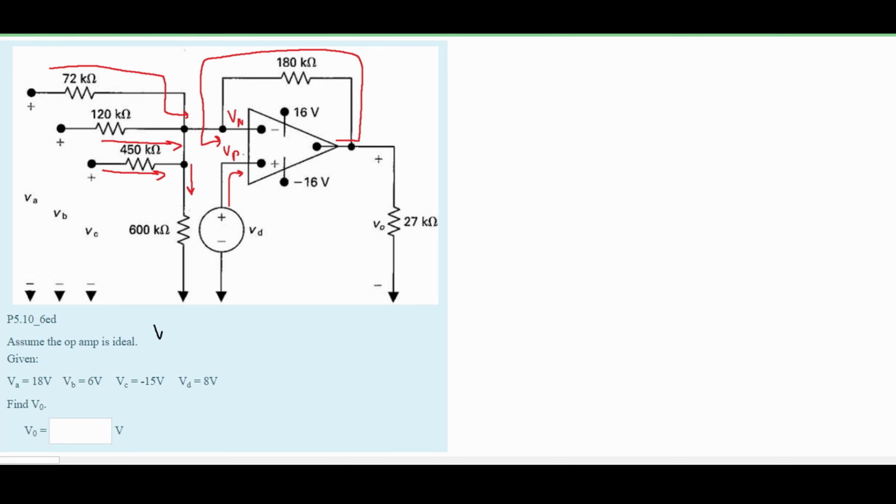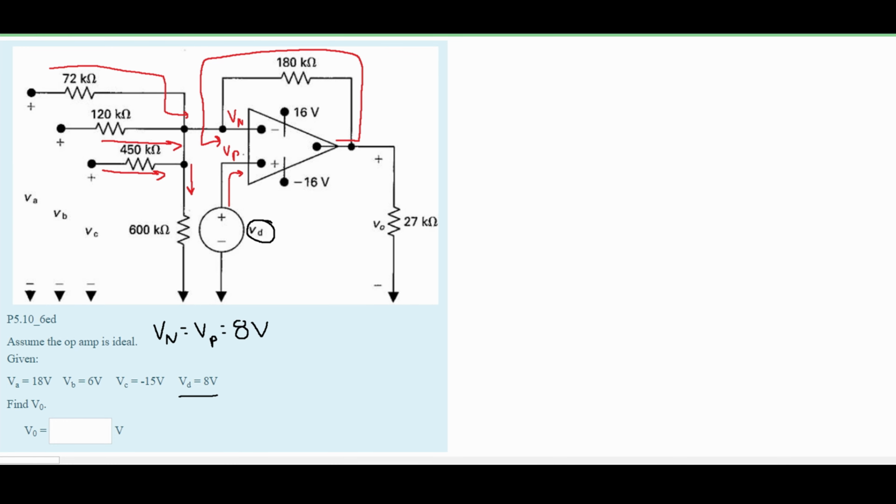We know that Vn is always equal to Vp. And in this case, Vp is equal to our Vd because it's the only thing going inside of it. And we know that our Vd is equal to 8 volts. So our Vn is equal to Vp, which is equal to 8. This is going to help us with our node voltage method.